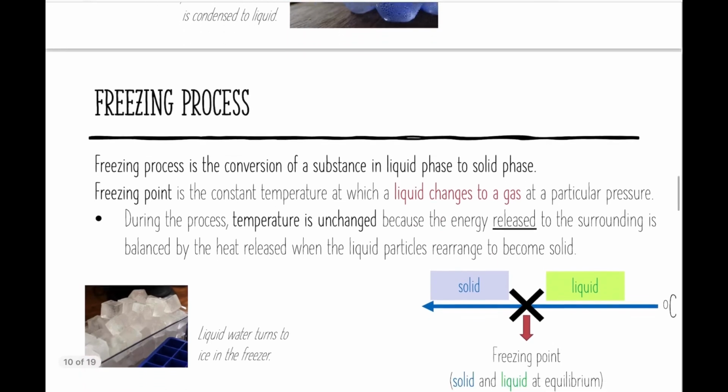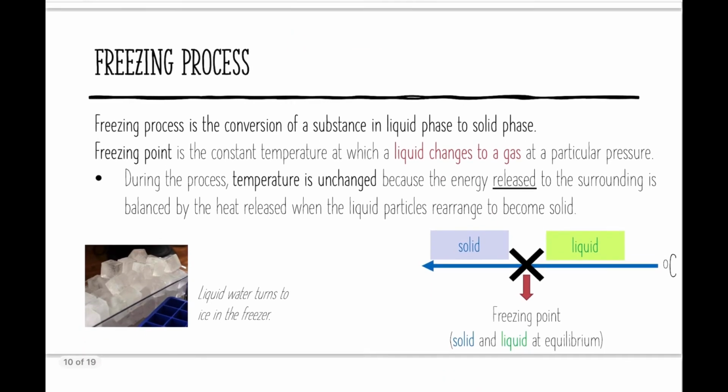Next, freezing process. Freezing process is the conversion of a substance in liquid to solid phase. Freezing point is the constant temperature at which a liquid changes to a solid at a particular pressure. During the process, temperature is unchanged because the energy released to the surrounding is balanced by the heat released when the liquid particles rearrange to become solid.